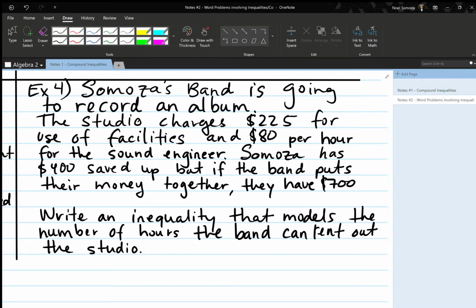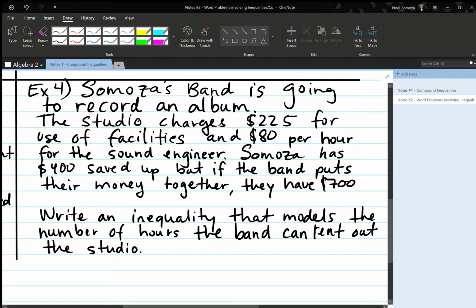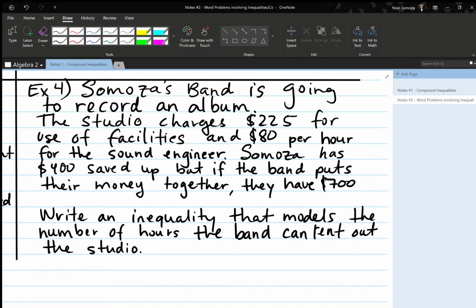All right. So that's a lot of information. Let's go through and dissect it little by little. Regardless of what I'm doing, the studio is gonna charge me $225 flat for the use of the facilities, whether I use it for a second or spend the whole day there. And an additional $80 per hour for the sound engineer. Nobody in my band knows how to do any of that stuff, so I have to hire somebody on to be there, mixing at the tables, whatever.